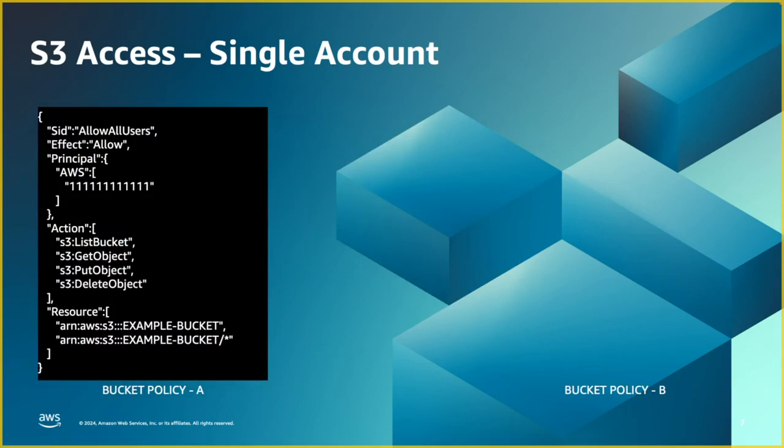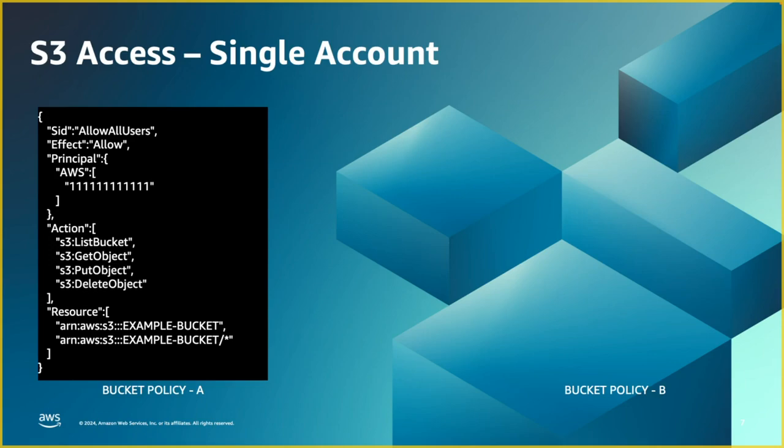For example, let's take a look at bucket policy A. In this policy, we allow all users and roles in the AWS account that ends with 1111 to perform the list, get, put, and delete actions on the example bucket. This policy is sufficient to allow all users and roles in your AWS account access to this bucket. You do not need to have an IAM policy that allows these actions if you have a bucket policy configured like this example.